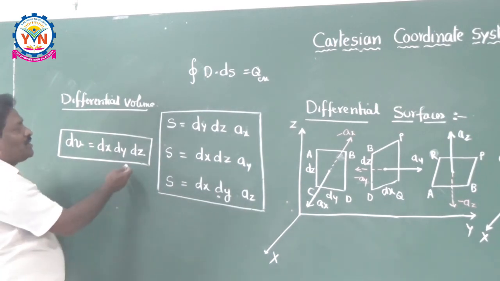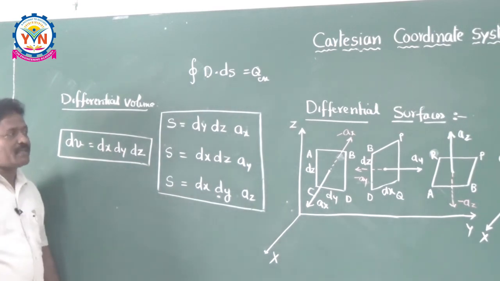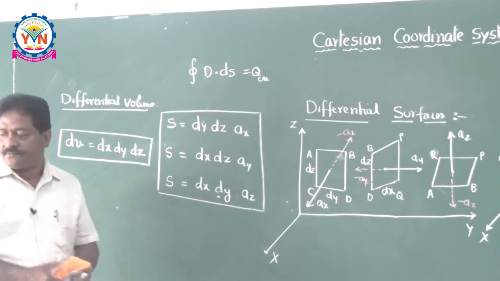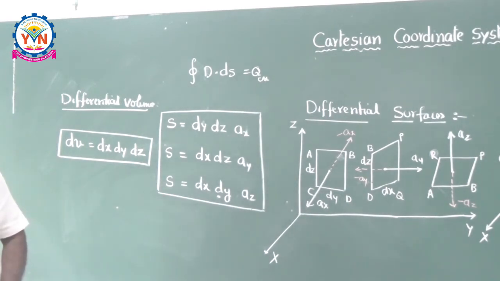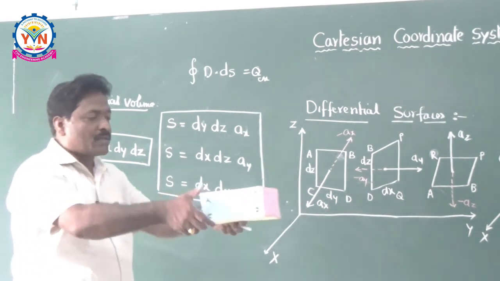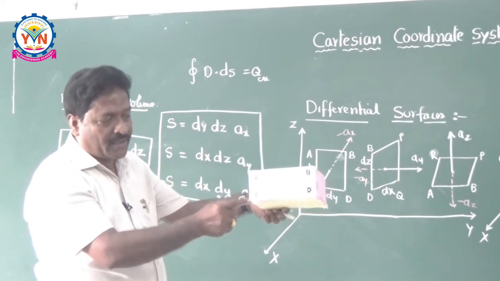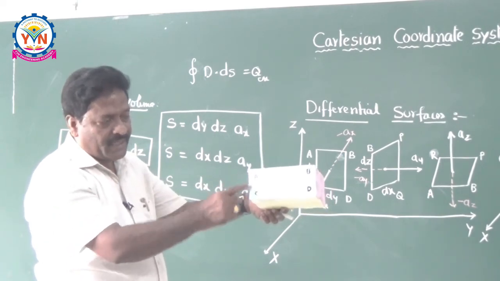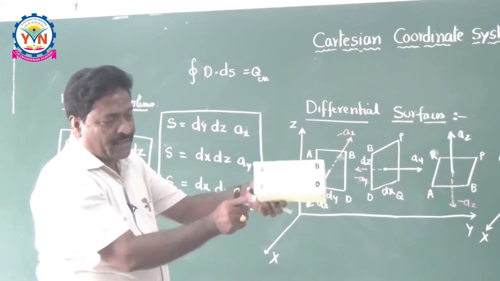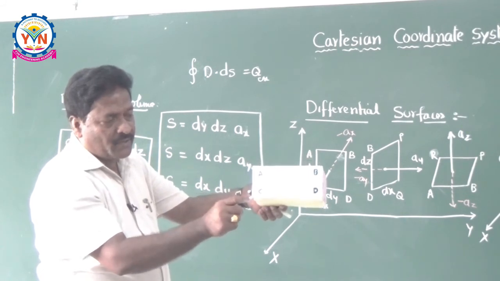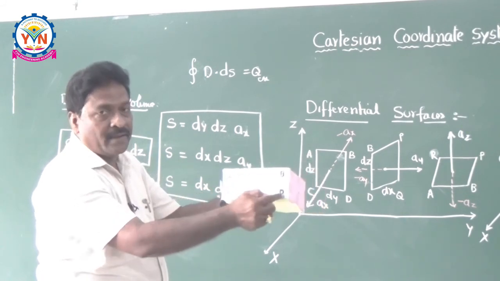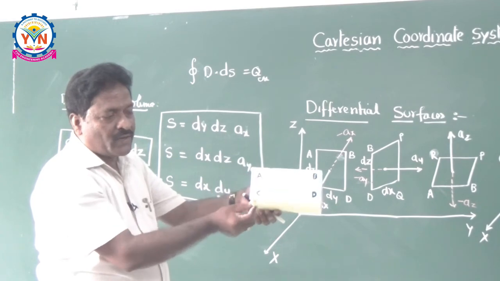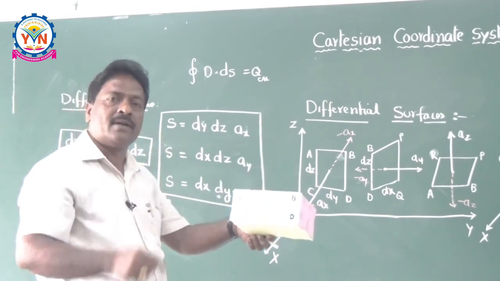Where you are using this, I would like to end this discussion with a simple application. Before going further, once again, this is the box. Volume of the box: this is dz, this is dy, this is dx. So dx into dz into dy. Multiplying all three coordinates gives nothing but the volume.